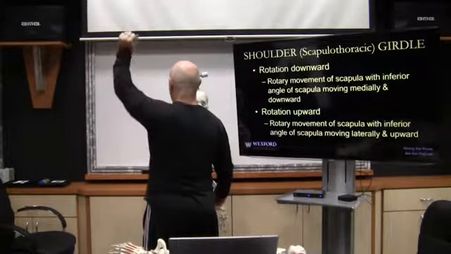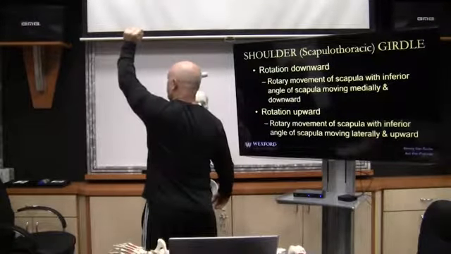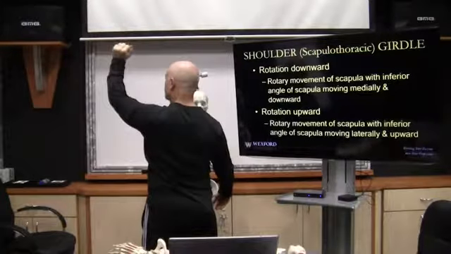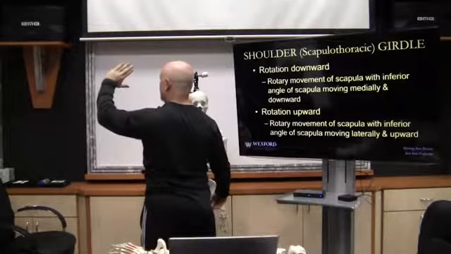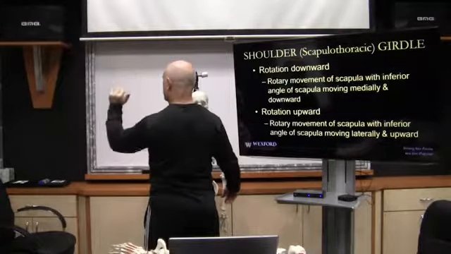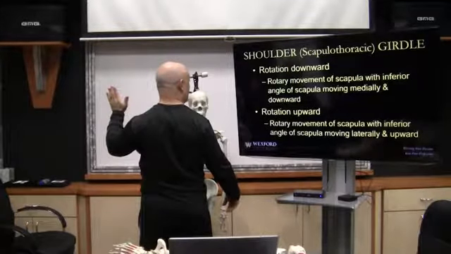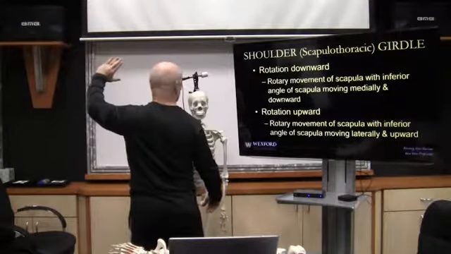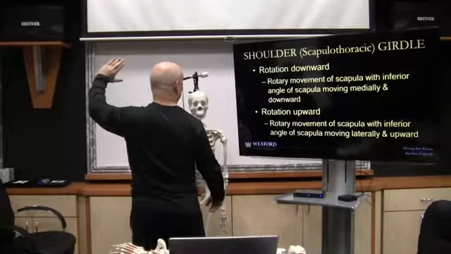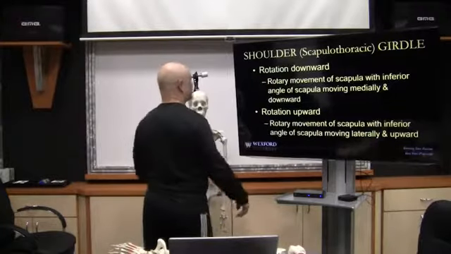So if you're doing an overhead press, that is upward rotation. If you're doing a pull down or pull up, you'll do a depression of the shoulder blade, and as you pull down, the angle is going to come in and come down. Upward rotation is rotary movement of the scapula with the inferior angle moving laterally toward the outside and upward. For downward rotation, the inferior angle of the scapula is moving medially toward the middle and moving downward.